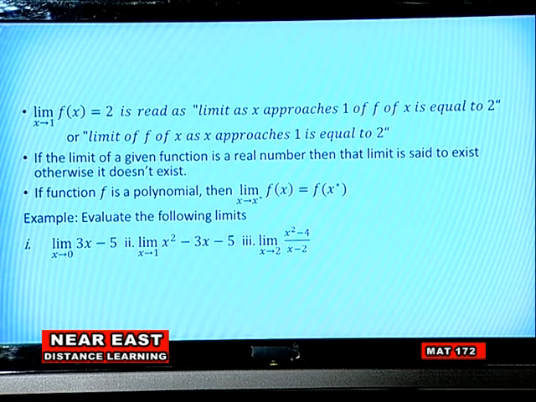If the limit of a given function is a real number, then that limit is said to exist. Otherwise, it does not exist. If the limit of a function is plus infinity or minus infinity, that limit does not exist. If it is 0, it exists. If it is a real number, it also exists. Otherwise, it doesn't exist.